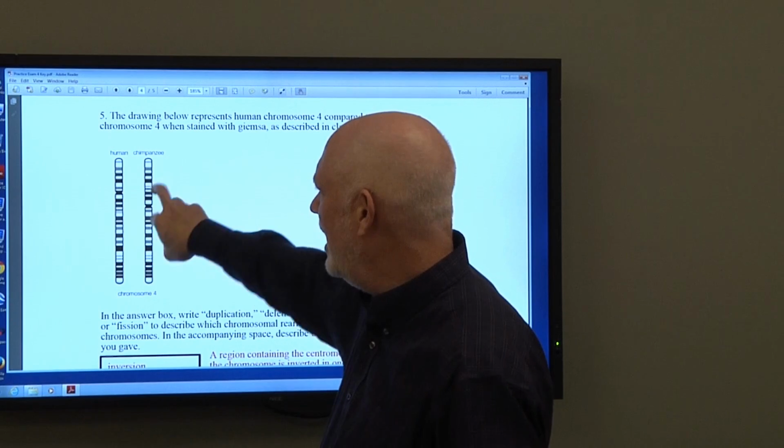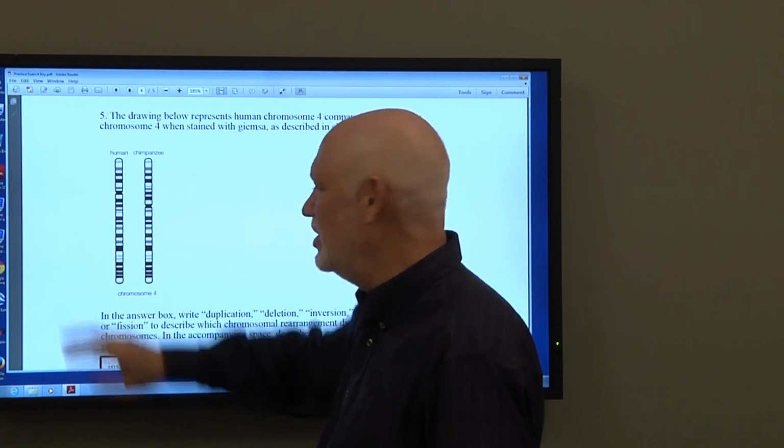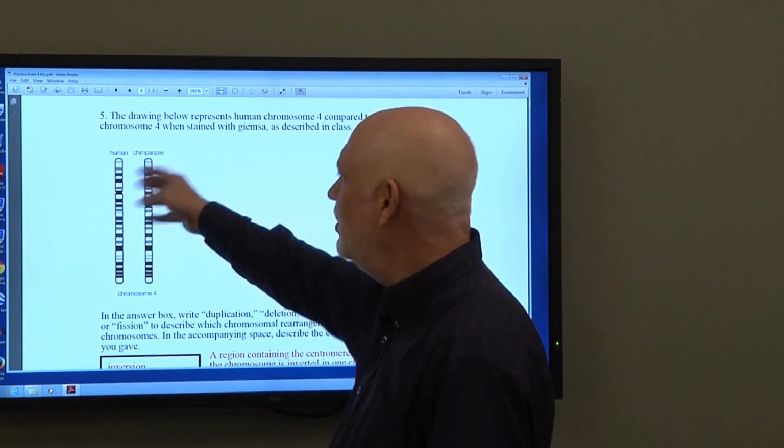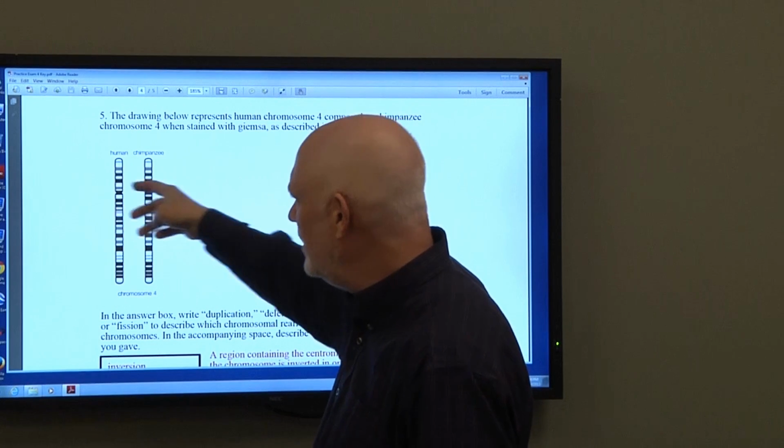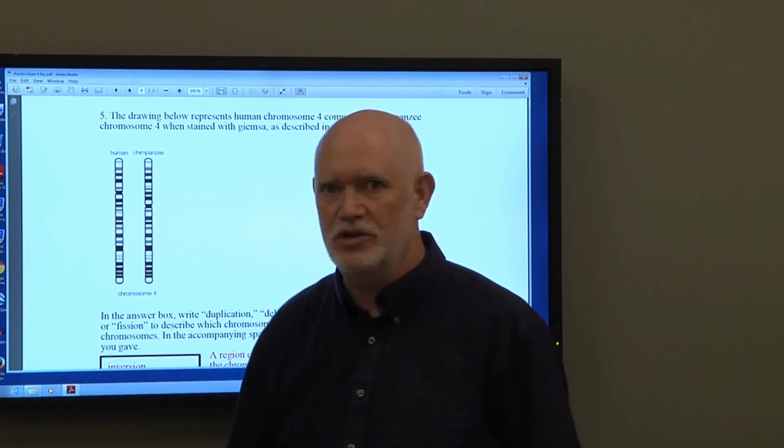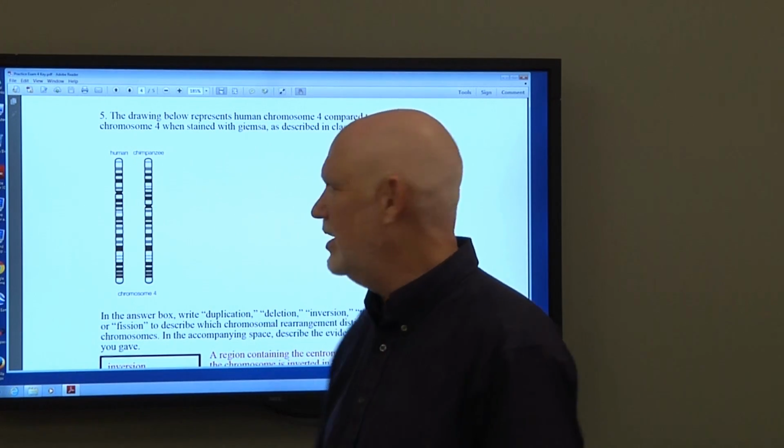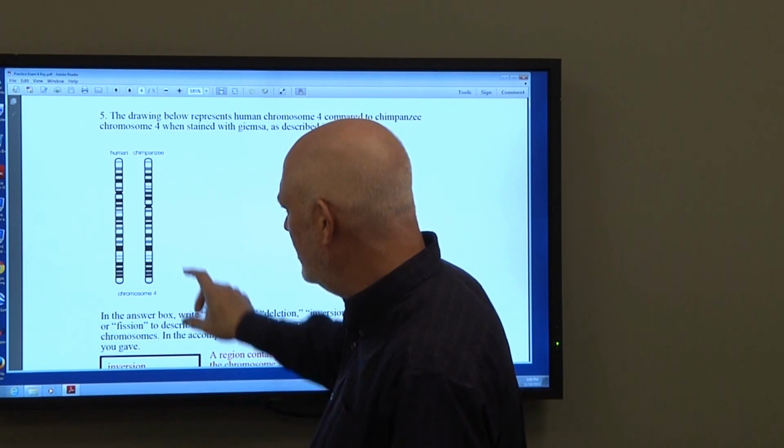But this is one where it happened in the chimpanzee lineage. From this information, there's no way for you to tell. Could be one or the other, but you can very easily from this tell that it's an inversion, and therefore that's the correct answer. What would it be if it were a translocation?